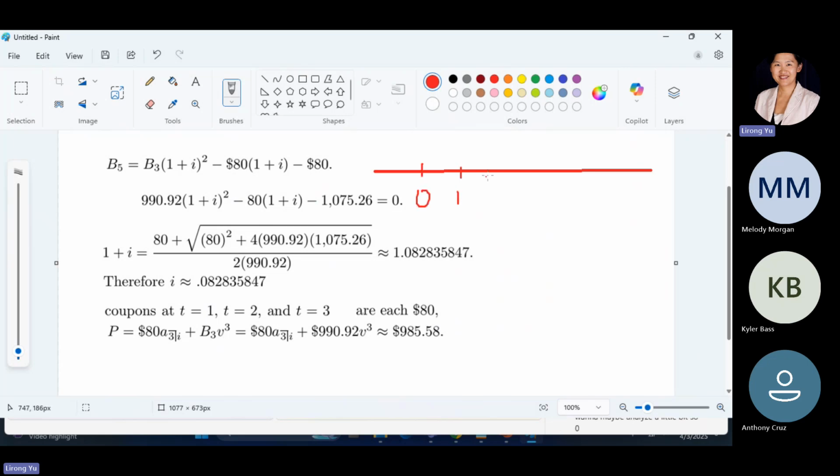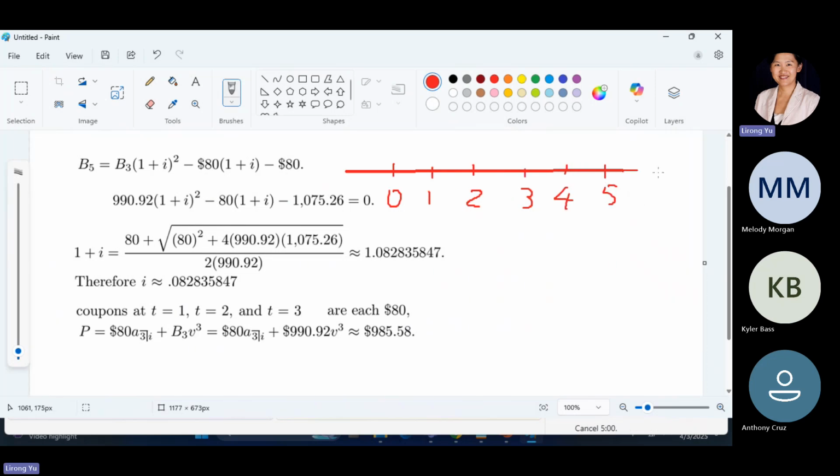So 0, and then there's a 1, and there's a 2, and then there's 3, and 4, and 5. Of course, there's more payment after that. So basically, we got coupon payment at all these spots, and then let's call that FR value. Okay, and then there's a final payment of C.